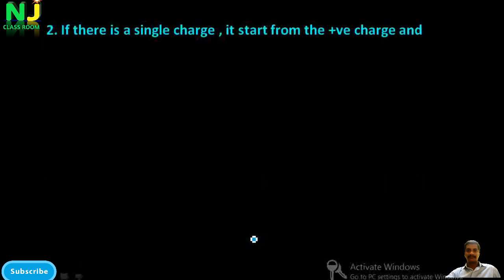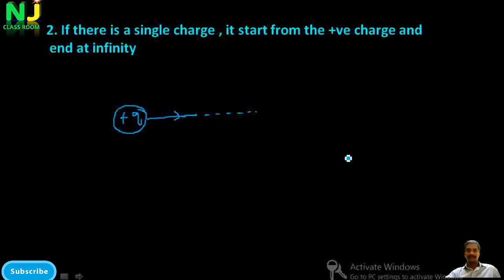Go for the second property. What is the second property? If there is a single charge, the lines start from the positive charge and end at infinity. For example, let us consider this is a plus q charge. If you consider a plus q charge, the lines start from the positive charge and end at infinity. So this is the line of force. In the case of a negative charge, the lines start from infinity and end at the negative charge. This is how we have to represent the electric field lines.